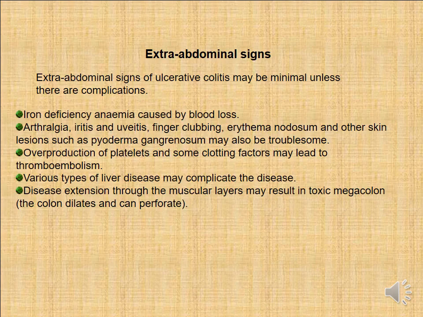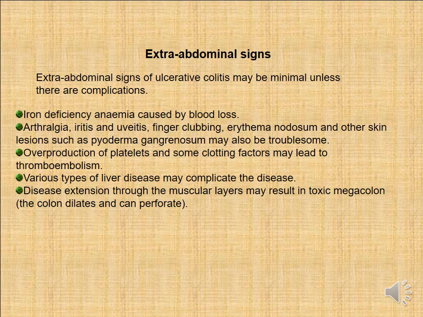We have extra-abdominal signs. The extra-abdominal signs of ulcerative colitis may be minimal unless there are complications like iron deficiency anemia caused by blood loss, arthralgia, arthritis, uveitis, finger clubbing, erythema nodosum, and other skin lesions such as pyoderma gangrenosum, and also fibrosis. Overproduction of platelets and some clotting factors may lead to thromboembolism. Various types of liver disease may complicate the disease.